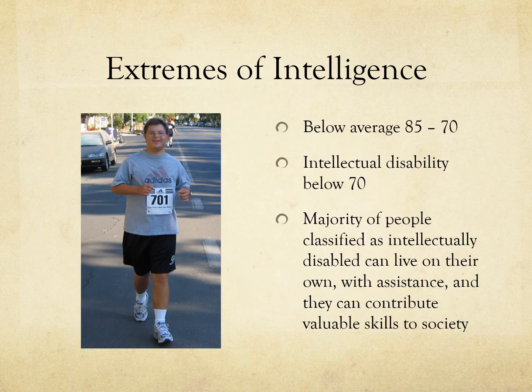All right, so we're going to talk a little bit about the extremes of intelligence. We're going to end part one of the notes talking about the low part of intelligence, and then in part two we'll talk about the extreme, the high part of intelligence. So we talked about average intelligence being 85 to 115. Below average is 85 to 70. Anything below 70, you consider to have an intellectual disability. The majority of people classified as intellectually disabled can live on their own with assistance, and they can contribute valuable skills to society, as we'll see, and we'll go through the different categories.